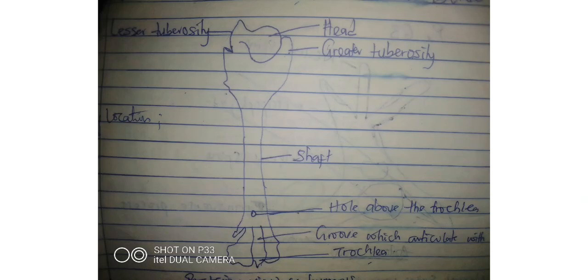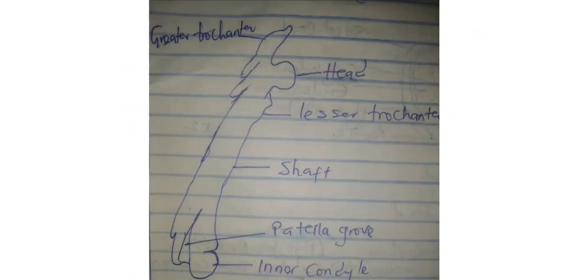Now, let's look at specimen I. Specimen I is the femur bone of the rabbit. This is the side view of the femur bone of a rabbit. As you can see in the diagram too, it has the greater trochanter, the head, the lesser trochanter, the shaft, the patellar groove, and the inner condyle.